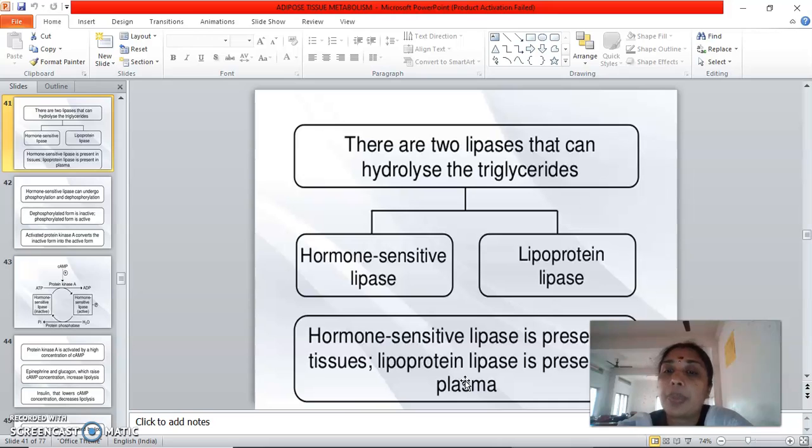Hormone sensitive lipase and lipoprotein lipase. So it is a hormone sensitive lipase that is present in the tissues, which is responsible for carrying on the TG breakdown, while lipoprotein lipases are present in the plasma. So what's the basic difference?